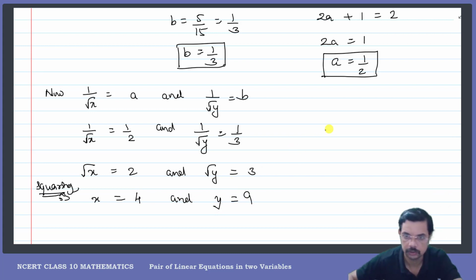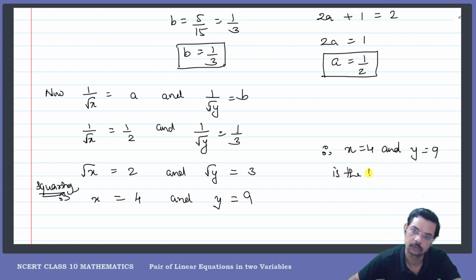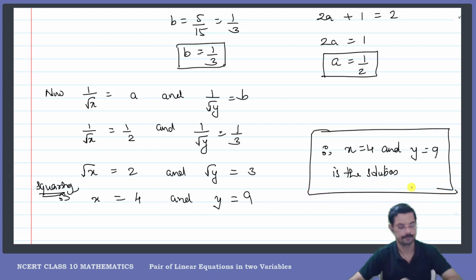Okay, so what is the solution? So therefore, x equal to 4 and y equal to 9 is the solution. Is that clear?